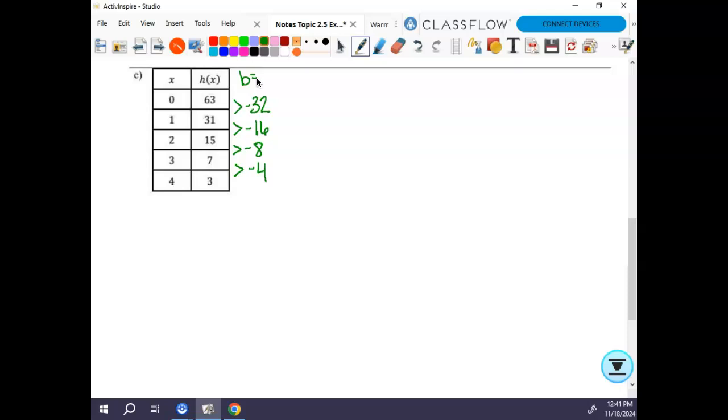What is B? Not negative, just 1/2. Because if I do negative 16 over negative 32, it is just 1/2. Okay. So B is 1/2. Now I need 2 ordered pairs. 0, 63 will work. And 1, 31. Right? Write your 2 equations and stop. Then, once you have them written, check them with me. If we agree, then you go on and do the rest.